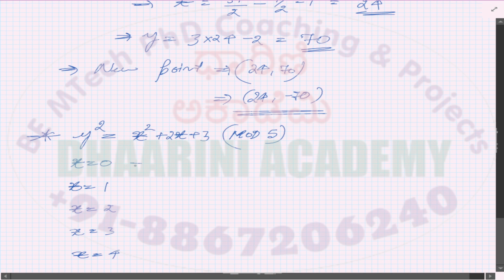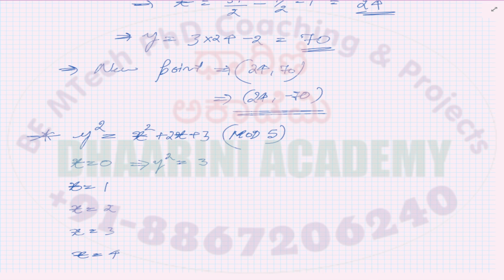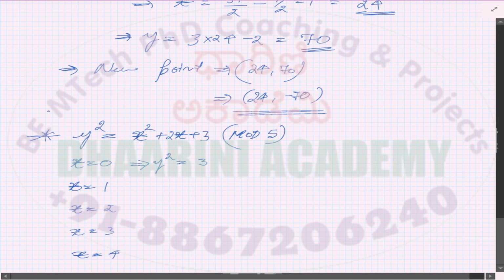Now you calculate what is y square. When you put x equal to 0, y square is equal to 3. So in mod 5, do you have an answer which satisfies this condition? I'm basically looking at only a finite set of integers. My answer could be only integers. I cannot move outside this.